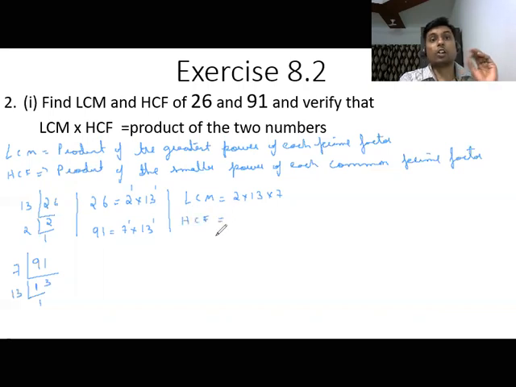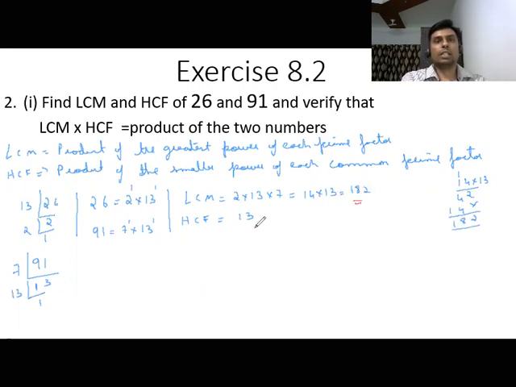HCF, only common. Which is common here? Only 13 is common. And the smallest power. Both are the same power. So HCF is 13. So I got LCM and I got HCF. If you want, you can multiply this. 7 into 2 is 14. So this is 14 into 13. Multiply 14 into 13. 3 4s are 12. 3 1s are 3. 4. So this is 182. So I got the LCM. LCM is 182. HCF is 13.